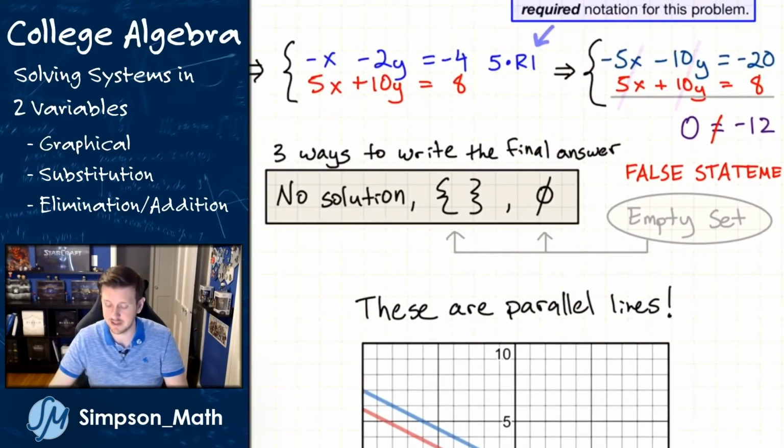But the big deal here is we get a false statement, and so we have 3 different ways of writing this solution because it's no solution. So you can write no solution or then either way of writing the empty set.